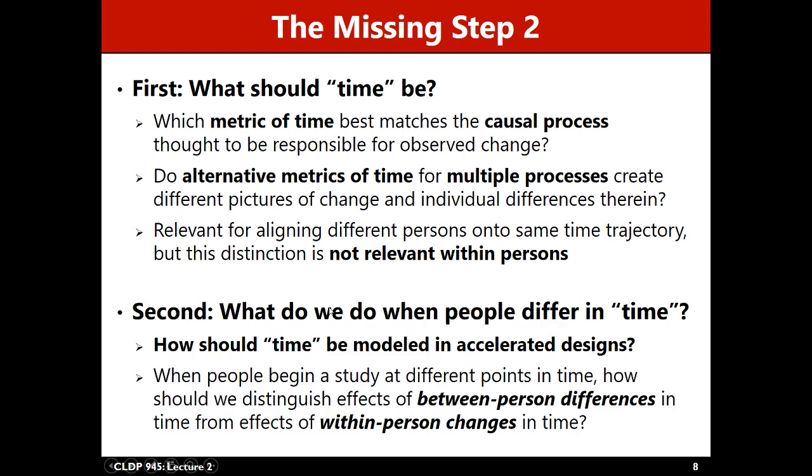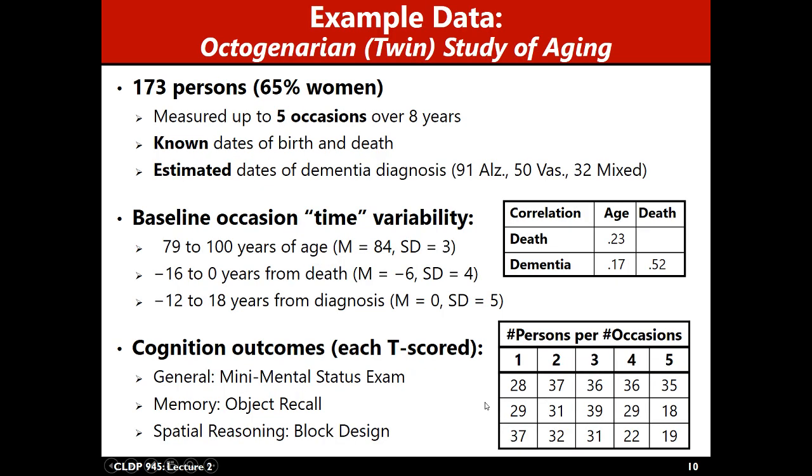So how do we model this idea that some people are further along in time when the study starts, and yet still respect the fact that time is within persons as well? So these concerns apply specifically when we have between person differences and within person differences in the time variable. So for example, I have data from an octogenarian twin study of aging. You may have heard me talk about this example before. I have data from 173 persons who have known dates of birth and known dates of death. They also have estimated dates of a dementia diagnosis. So everyone within this subsample has been diagnosed with dementia at some point.